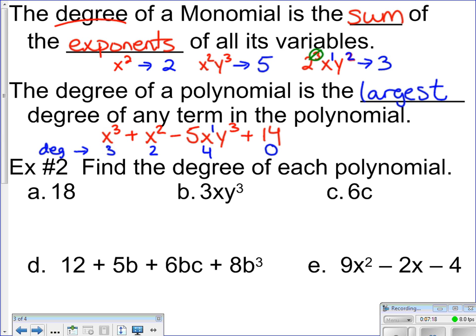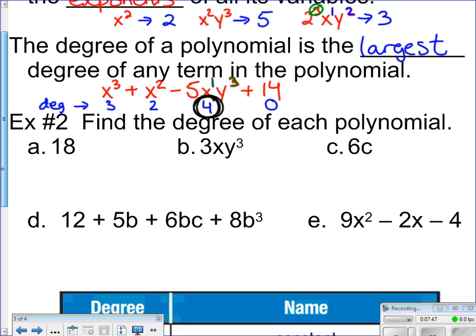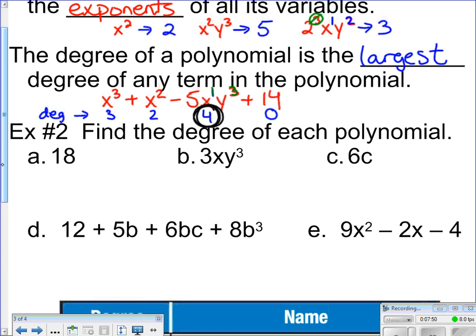Now the degree of the whole thing, you don't add them up again. You already added the 1 and the 3 together, and that's how you got 4. But you don't add these numbers up. Instead, you look for the largest one. And the one that has the largest number is 4. So 4 is the degree of the entire polynomial. It's the largest single degree. That's the degree for the polynomial. Now up here are several examples. If you want to pause and try to write the degrees for these, go ahead.